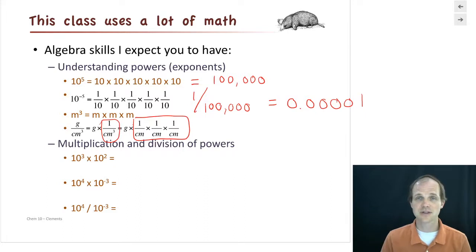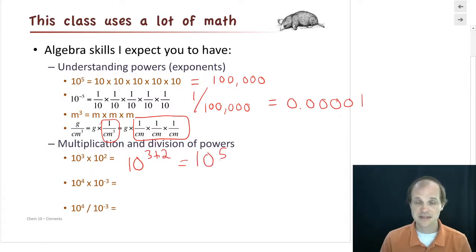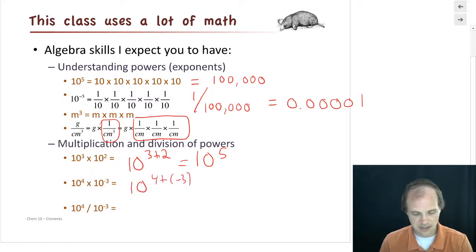I also expect you to understand multiplication and division of powers, that when you have 2 exponents and you multiply them, you add their exponents. So 10 to the third times 10 to the second is 10 to the 3 plus 2, which is 10 to the 5th. And that's a large number, right? When we see these positive exponents, we know we have large numbers. 10 to the 4th times 10 to the minus 3rd is going to be 10 to the 4 plus minus 3. And that's going to be 10 to the 1st, which is just 10.